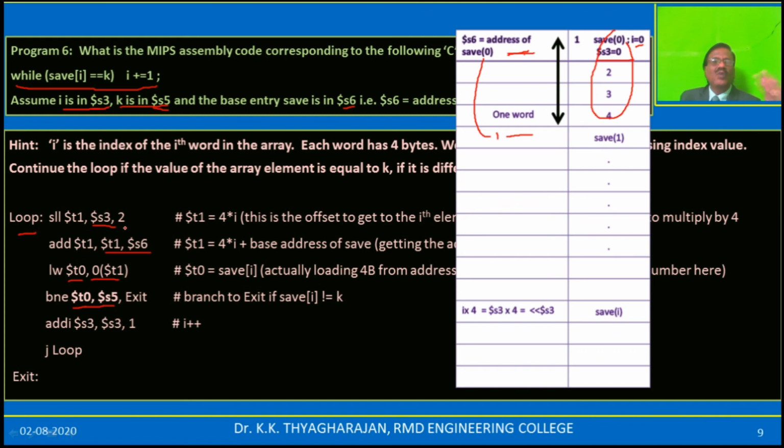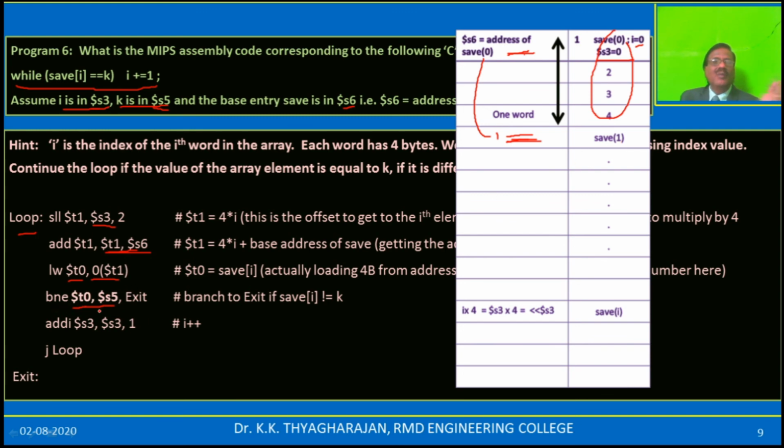Now I is 1. Now it is shifted left by 2 bits, so it is equal to multiplying by 4. So 1 into 4, it will be 4. Now the base address is in S6, right? T1 has 4. So with this base address, 4 is added and that is stored in T1. So now T1 has the address of the element with index value 1, right?